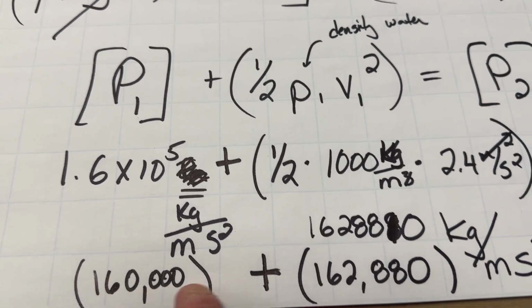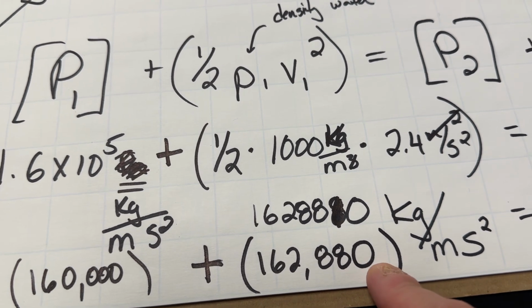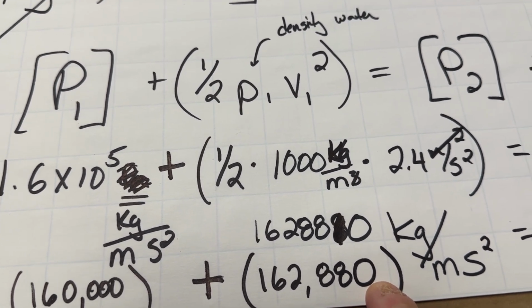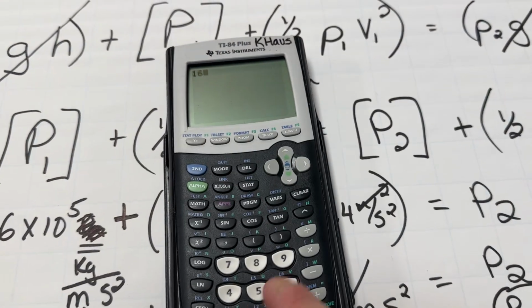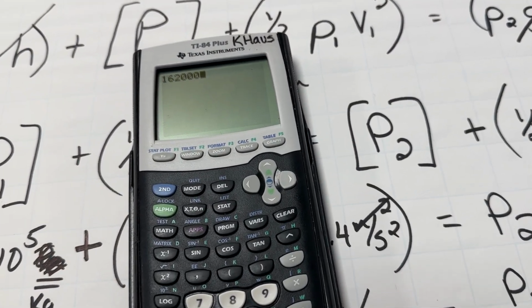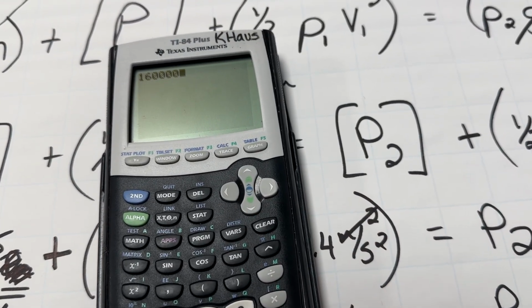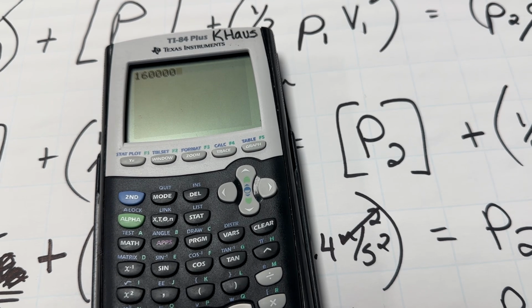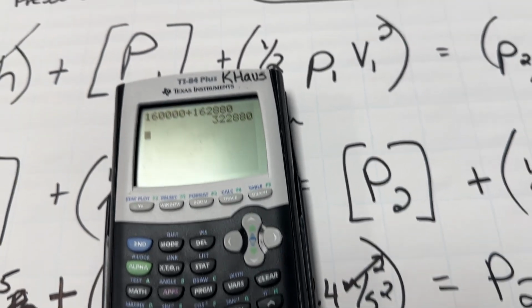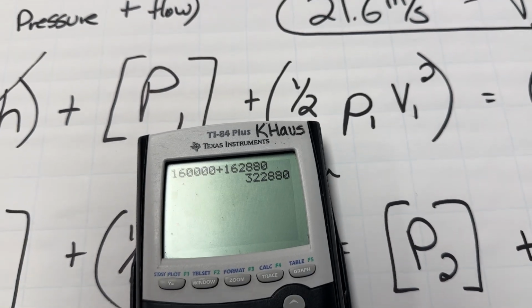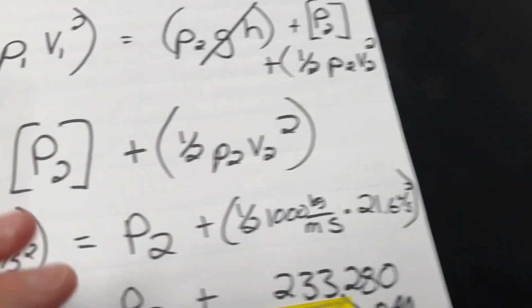So 160,000 plus 162,880. And I did that out, and you get, what is that? 160,000, the starting pressure, 16 and 4 zeros, plus 162,880. And so the total on the left is 322,880. Now on the right side, we've already examined that.